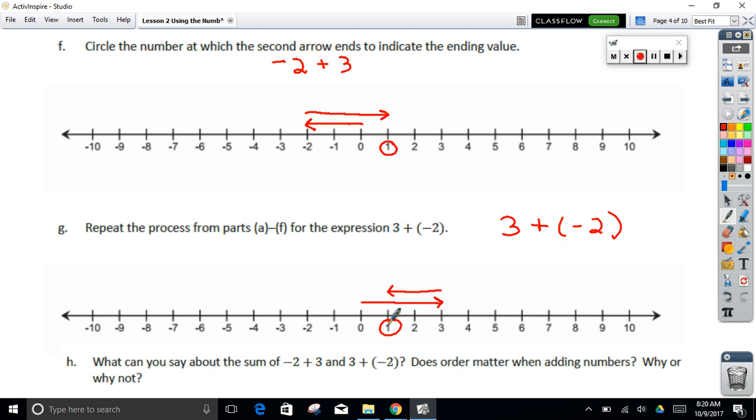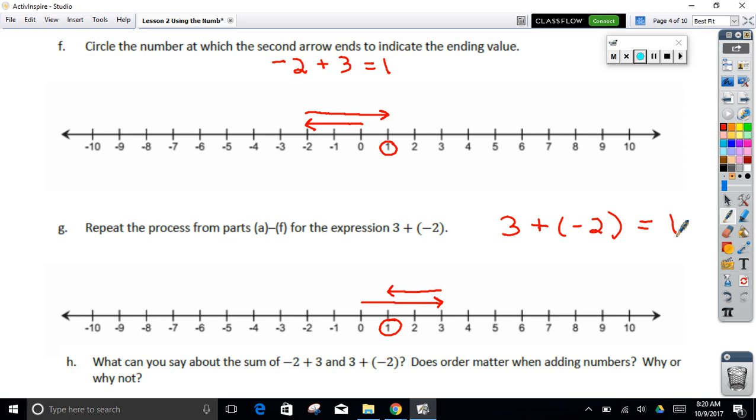I think you guys just have, oh no, you do have 2 number lines. Good. What can you say about the sum of -2 plus 3 and 3 plus -2? So the sum of -2 plus 3 was 1. The sum of 3 plus -2 was 1. So what can we say about those sums? They're equal. They're the same.